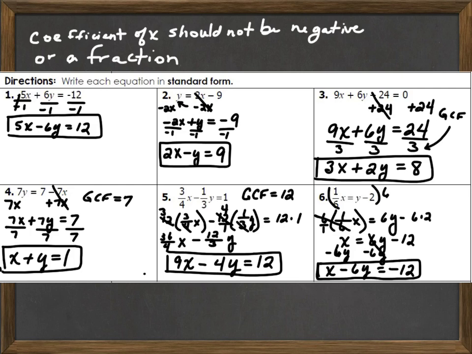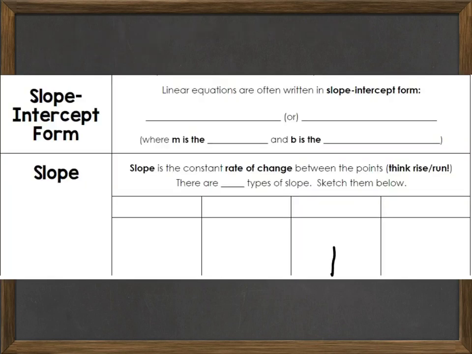All right, so that is linear relations. It is standard form, and it's how to move things and change them into standard form. So now our next part of the review is to talk about slope-intercept form. Okay, slope-intercept form is y equals mx plus b.